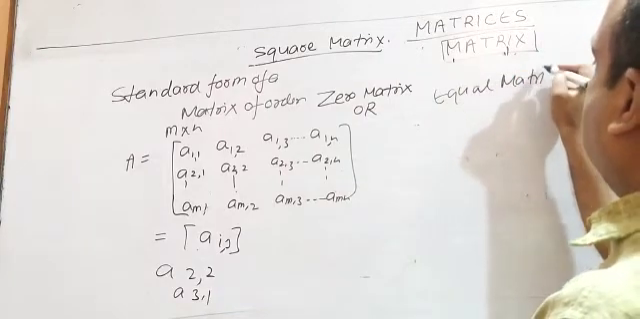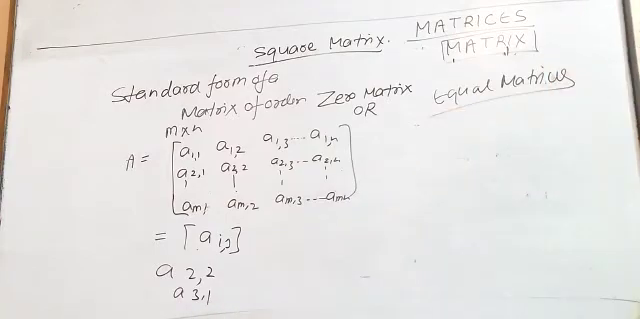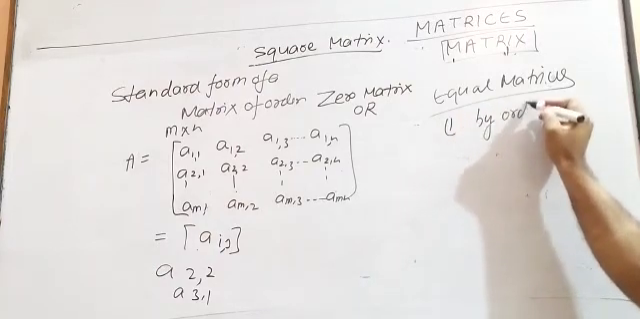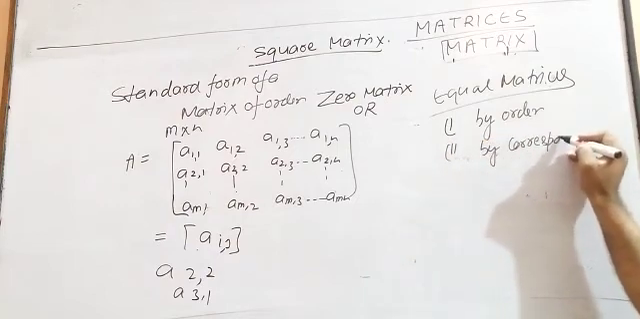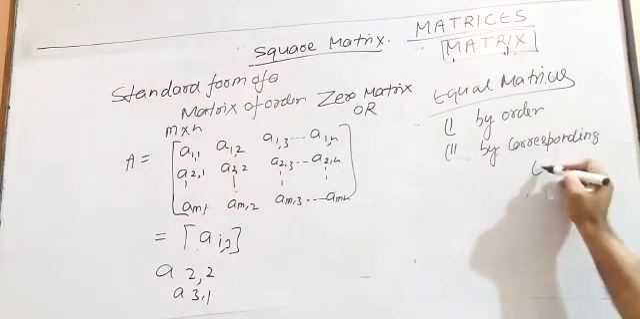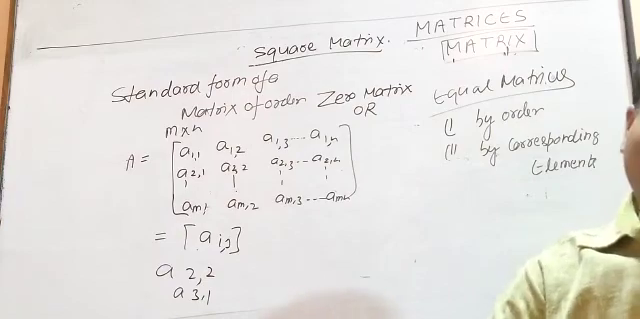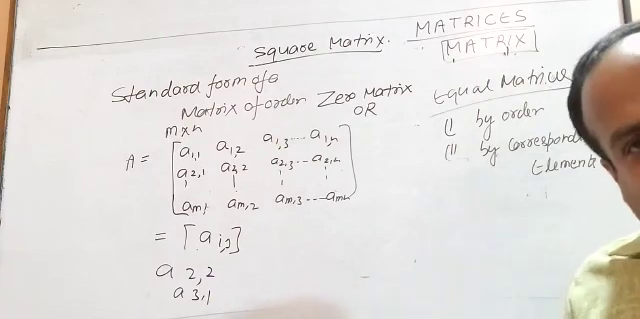Equal matrices, the last example. Two matrices are said to be equal matrices if they are the same by order and by corresponding elements. If in two matrices we see that they are equal by order and the corresponding elements are also the same, then they are equal.